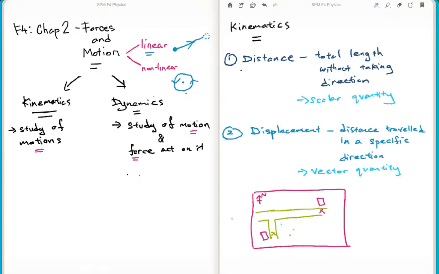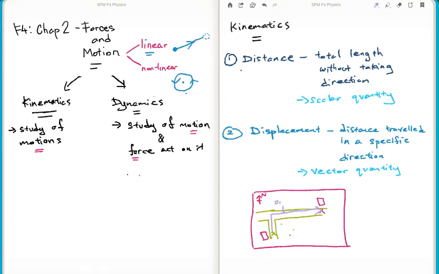Okay, now displacement, let's start with displacement. It is distance traveled in a specific direction. So if you were to travel, you start from here, you go up and then to the right, then you reach your destination. So this one here is called displacement.